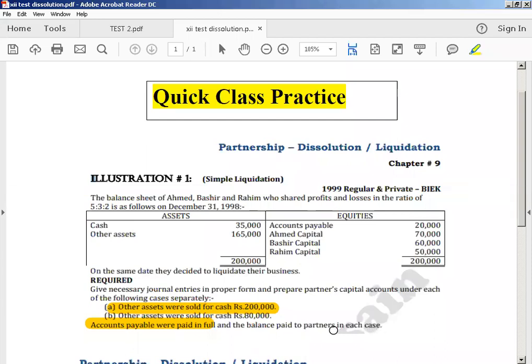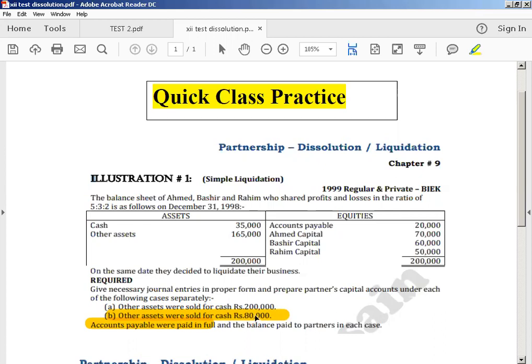You have just two adjustments in this question. Other assets were sold for cash rupees 200,000, and the second adjustment is accounts payable were paid in full. You have to solve this question. After solving or recording your complete question and preparing your ledgers and closing journal entries, you have to solve this question again a second time. And the second time you will not choose this transaction in your adjustments. You have to choose option B, this one, as your adjustment. This one and accounts payable were paid in full, and then you have to solve this question again.